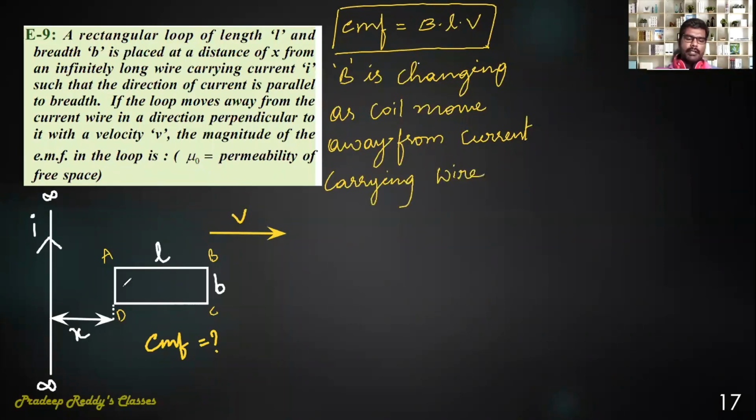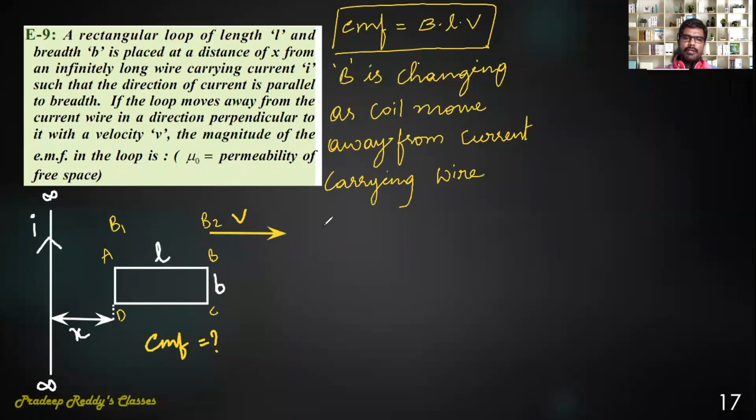So at this point, at point AD, there is a magnetic field. I name it as B1. And at this point CD, there is a magnetic field B2. Now magnetic field B1 and B2 can be simply written in this way.